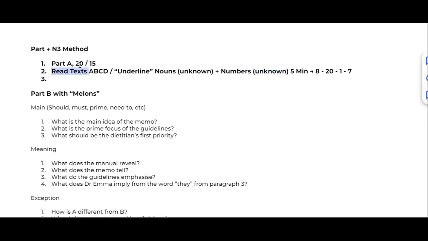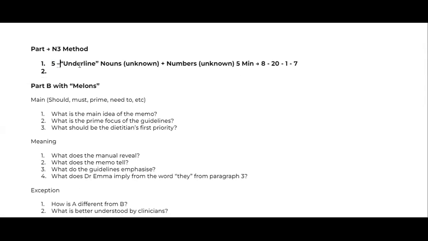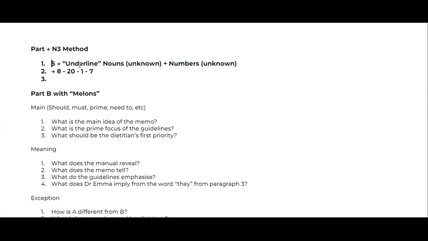So once again, about part A, you have to apply the N3 method. All of you, please apply the N3 method. By this, you have to take the first 5 minutes to underline the nouns and the numbers. So the first step is the underlining step, which will take 5 minutes. You have to underline all the unknown nouns and numbers.